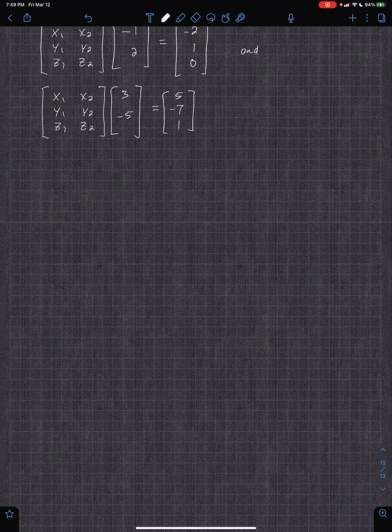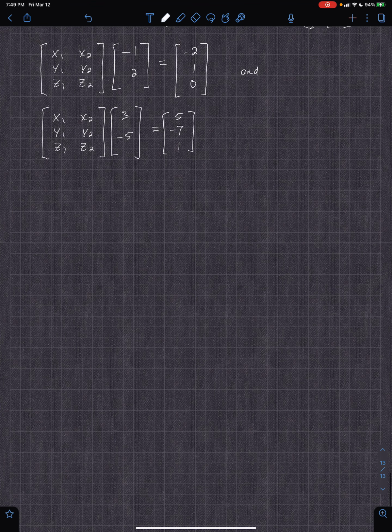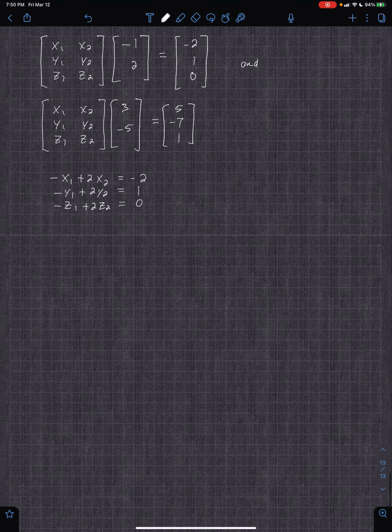So what you get then, and I'll just write it up here, you get, there's going to be 3 of them. Negative x1 plus 2x2, and that's going to be negative 2. Then you'll get negative x1 plus 2y2, and that's going to be 1. And then you'll get negative z1 plus 2z2, that's equal to 0. That's for the first matrix here.